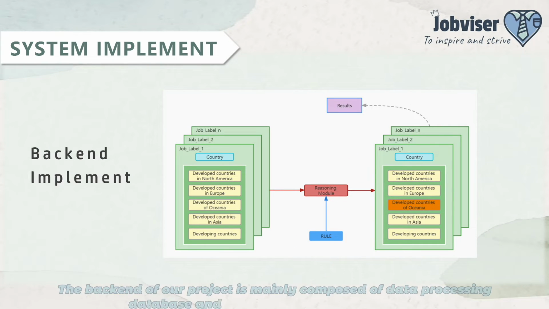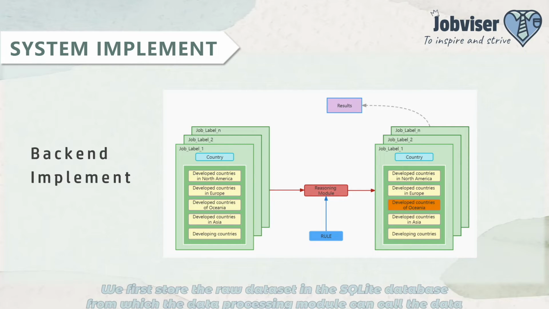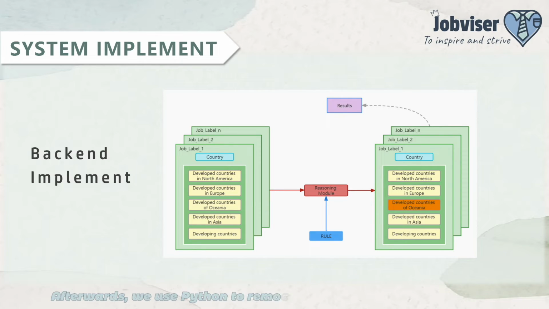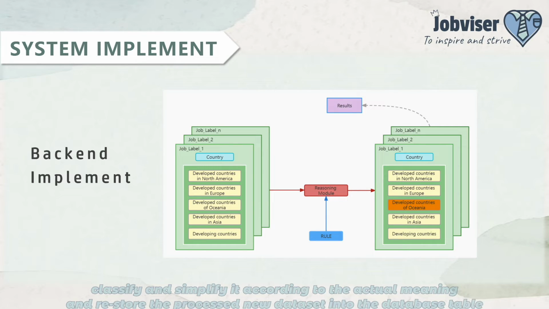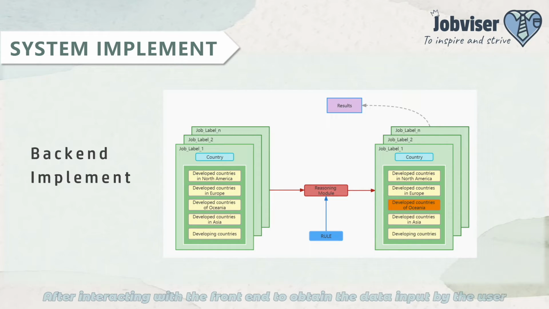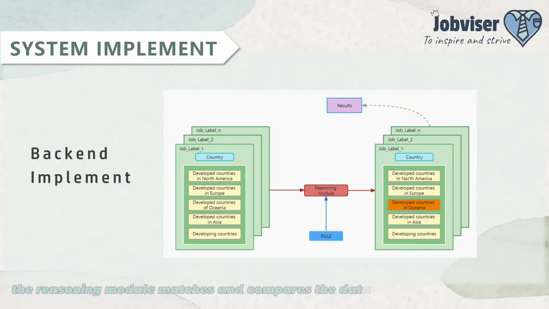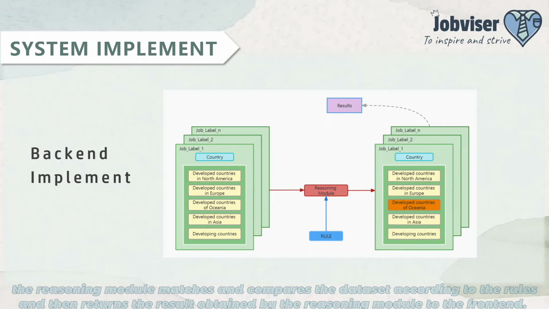The backend of our project is mainly composed of data processing, database and intelligent reasoning modules. We first store the raw dataset in the SQLite database, from which the data processing module can call the data. Afterwards, we use Python to remove the bad data from the dataset, classify and simplify it according to the actual meaning, and restore the processed new dataset into the database table, after interacting with the front end to obtain the data input by the user. The reasoning module matches and compares the dataset according to the rules, and then returns the result obtained by the intelligent reasoning module to the front end.